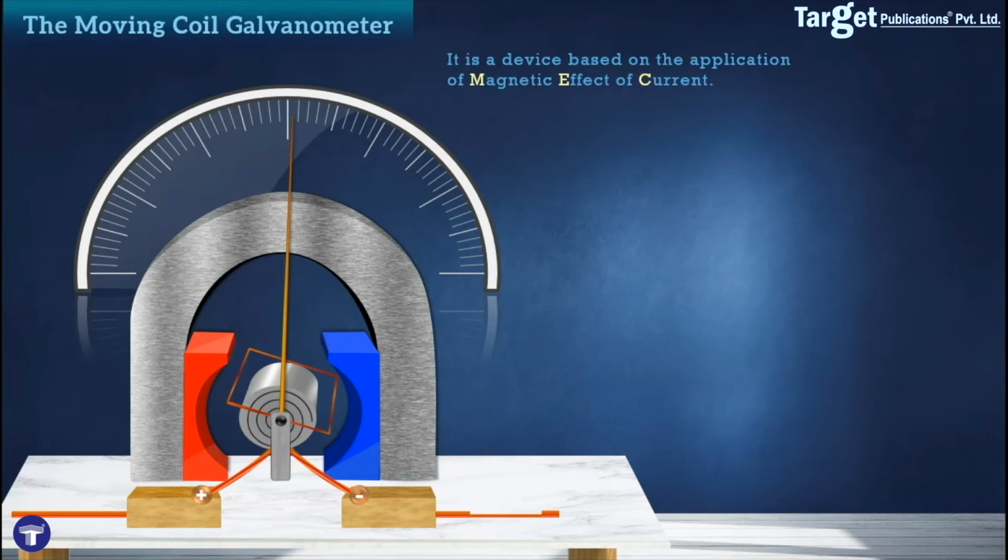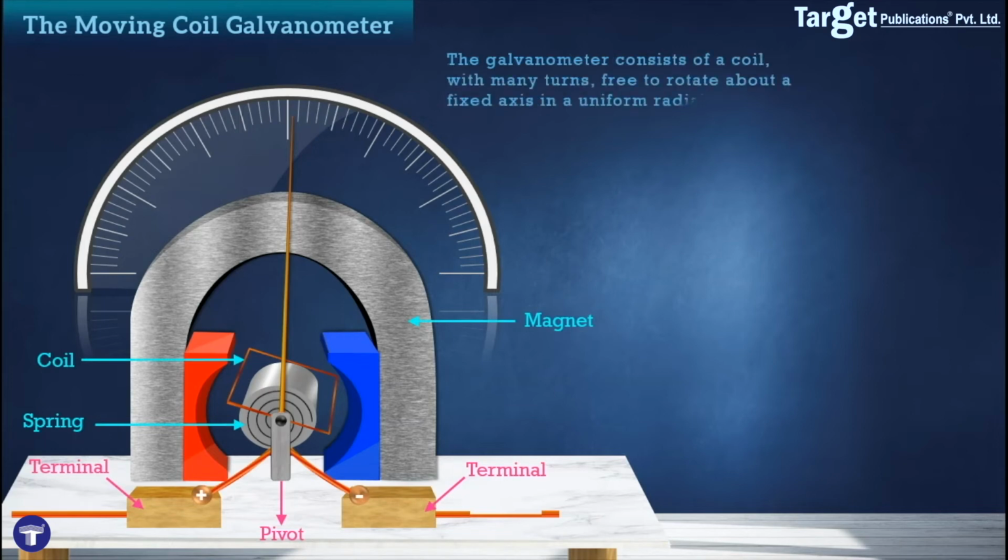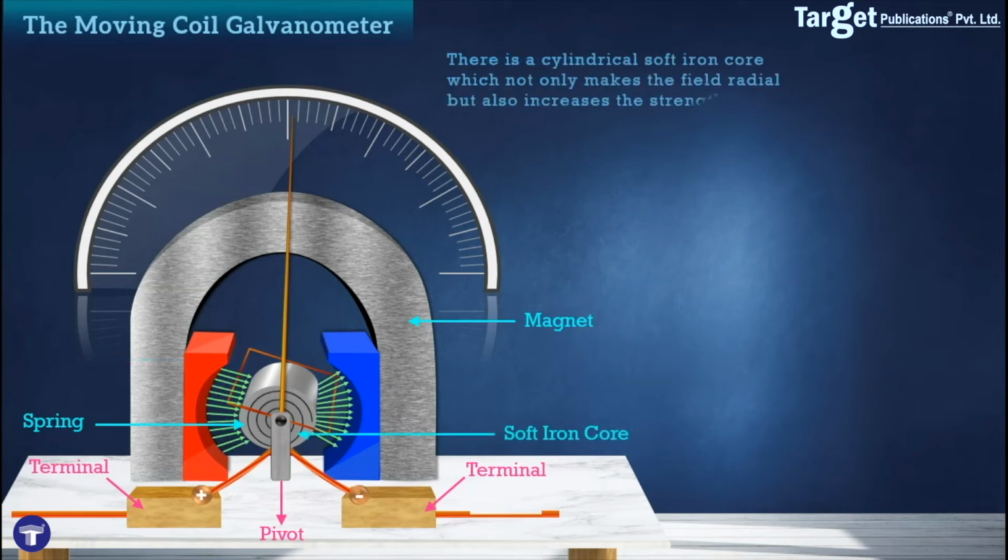So what are the basic parts of a moving coil galvanometer? As you can see, there is a magnet, there's a coil, there's a spring, and therefore I say that the galvanometer consists of a coil, and this coil has many turns. This coil, of course, is free to rotate about a fixed axis, and that's what's going to happen. The torque is going to rotate this coil about a fixed axis, and we have placed this in a uniform radial magnetic field. And as you can see, in order to create this uniform radial magnetic field, there is a soft iron core. So this makes the field radial and also increases the strength of the magnetic field.